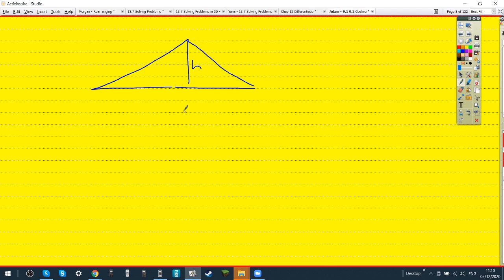This is the height. B is the base. This is the angle C. This is the side A, let's say. But we don't know what the base is. So area of a triangle is a half times base times height.